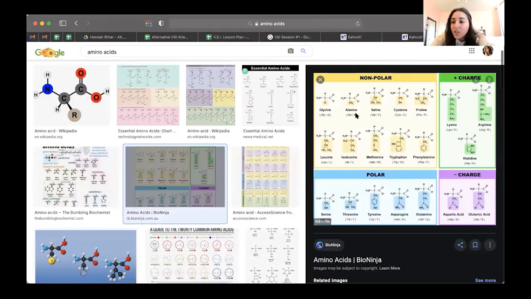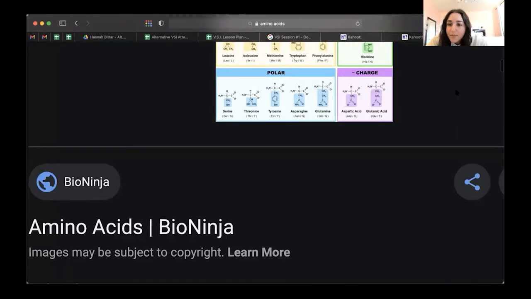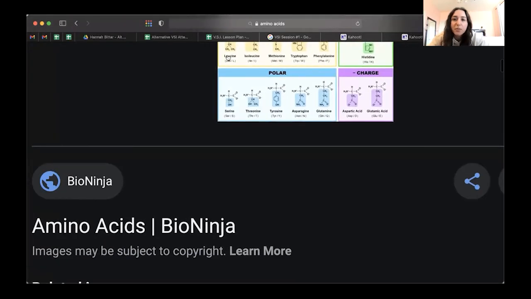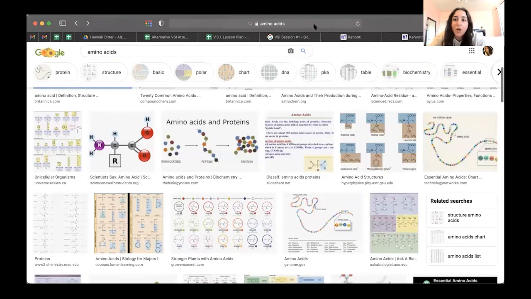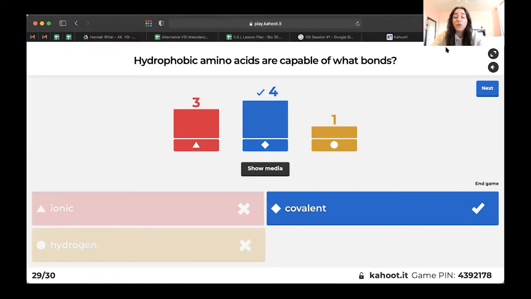So you see the charge, so this is basic and these are acidic. And you see the side chain, how you can barely see it right here. Oh my God, what happened? Well, there's a plus sign on it. So just look for the electrically charged amino acids, you'll see a plus or a minus. If you see that, it means it's electrically charged and capable of ionic bonding, not hydrogen bonding, sorry.